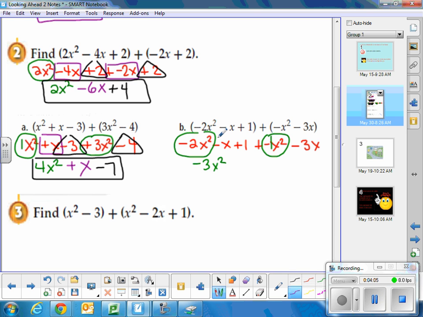Then we're going to move on to the x term. We have a negative 1x and a negative 3x. Negative 1x plus a negative 3x is negative 4x. And lastly, we have a positive 1. Nothing to put with that, so just plus 1. Negative 3x squared minus 4x plus 1 is the final answer.